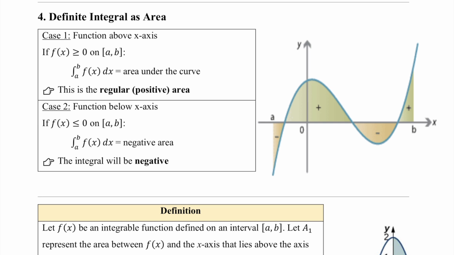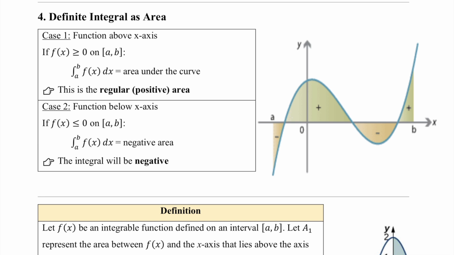Now let's move to the main idea, definite integral as area. You can see in this graph, some parts of the curve are above the x-axis and some parts are below the x-axis. This is really important because the integrals don't just measure area, they measure something called signed area.